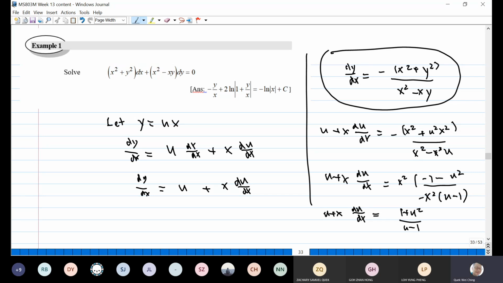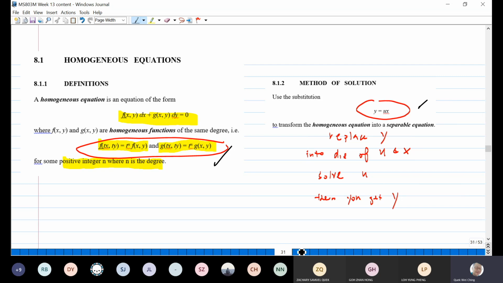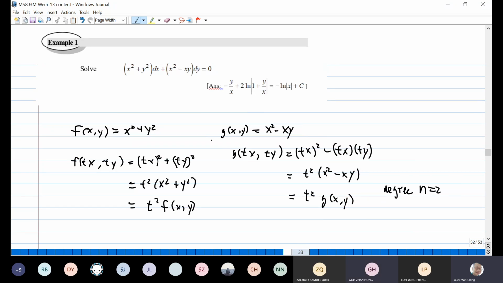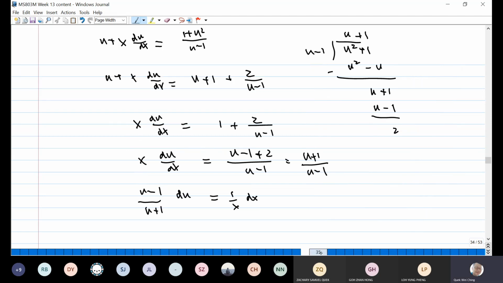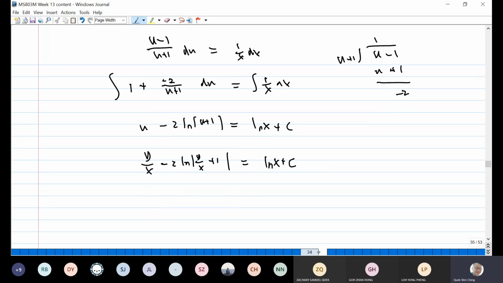So if this situation arises, you just check whether it's homogeneous or not. Homogeneous check. If it is homogeneous, then there's a fixed method to do this. Just let y equal u times x. If you do it correctly, everything will settle. So this is example 1.